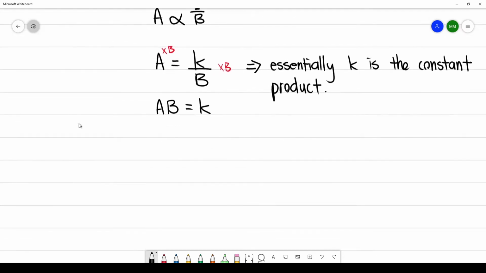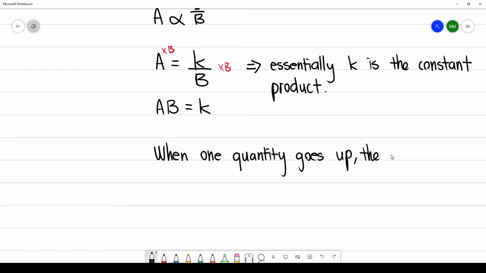And I guess I'll write the other quantity over here. So when one quantity goes up, the other quantity goes down.